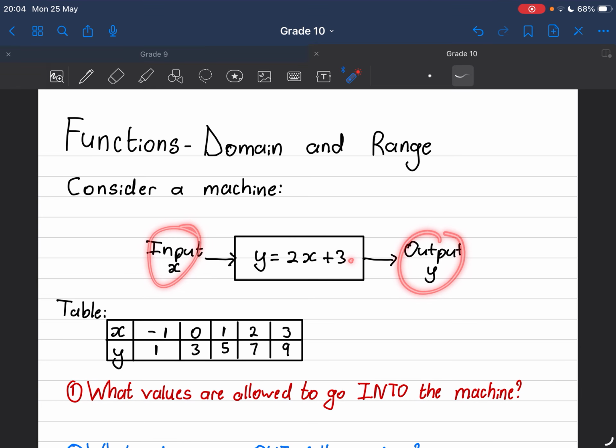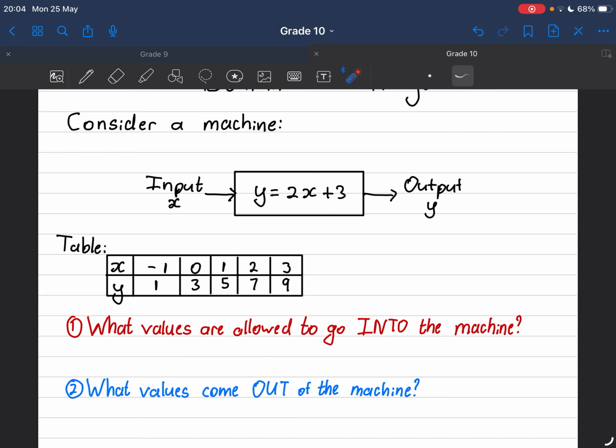Now, if I take a bunch of inputs and get a bunch of outputs, I can draw this table. Now, that's not really what we're here for. What we're here for is to understand domain and range. Now, how does this relate to domain and range? We have two questions that you want to ask. What values are allowed to go into the machine? So, what can I put in for x? That's the question we're asking.